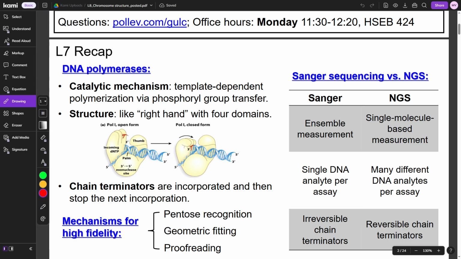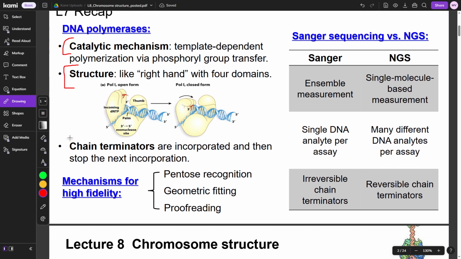We talked about DNA polymerases, the catalytic mechanism, and their structure, how it looks like a hand. We talked about chain terminators and their use in things like Sanger sequencing. We also talked about proofreading in the polymerase, and how DNA polymerase can't recognize a 2' hydroxyl, so it has to use dNTPs instead of the normal NTPs. We also talked about Sanger sequencing and next-gen sequencing.